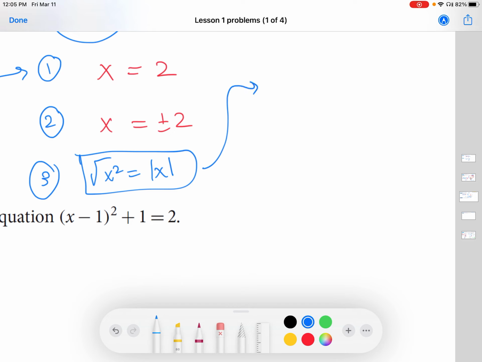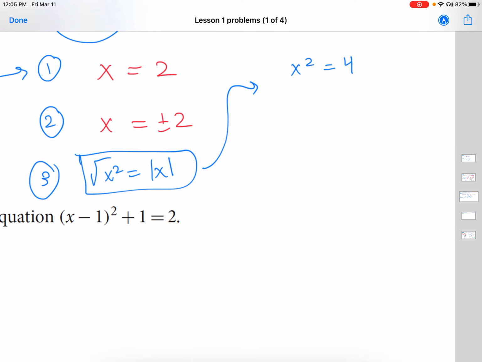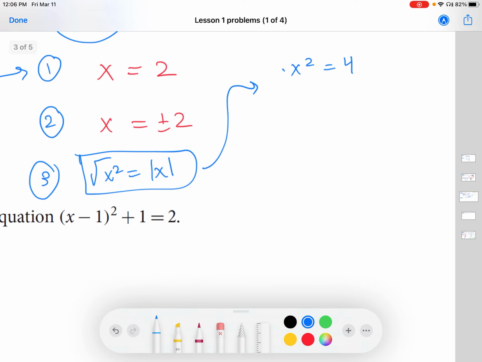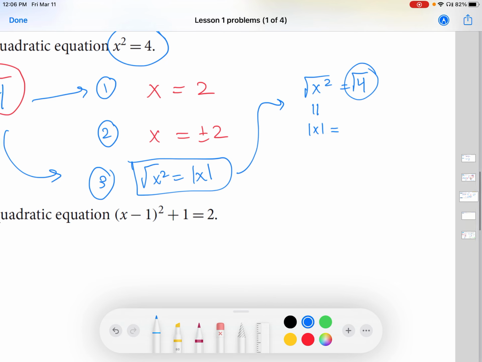So with that information, if I am solving x squared equals 4, I can take the square root of both sides. Let's do that. I now know that the left side is the absolute value of x, which equals the square root of 4. I also now know that the square root of 4 is 2.